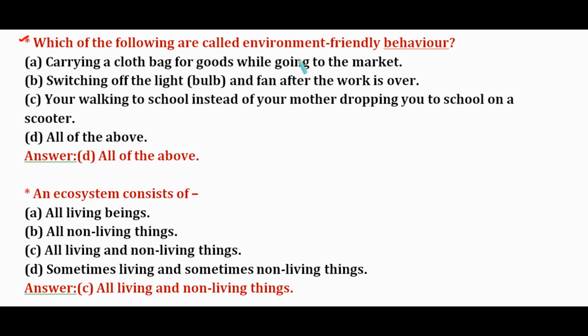The question is, which of the following are called environment friendly behavior? Carrying a cloth bag for goods while going to the market, switching off the light bulb and fan after the work is over, walking to school instead of your mother dropping you to school on a scooter. All of the above. The correct answer is all of the above. Next question. An ecosystem consists of all living beings, all non-living beings, all living and non-living things, sometimes living and sometimes non-living things. The correct answer is all living and non-living things.